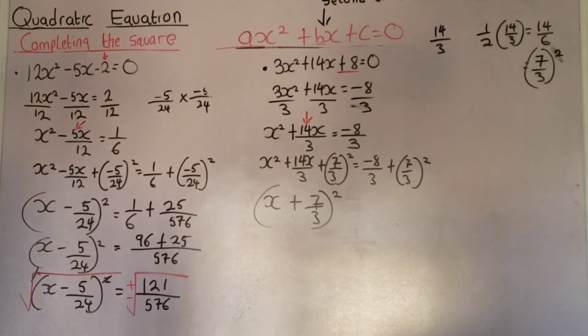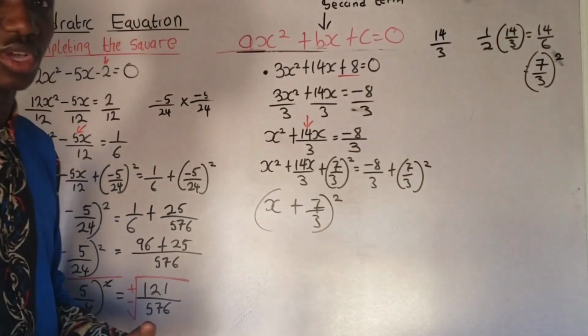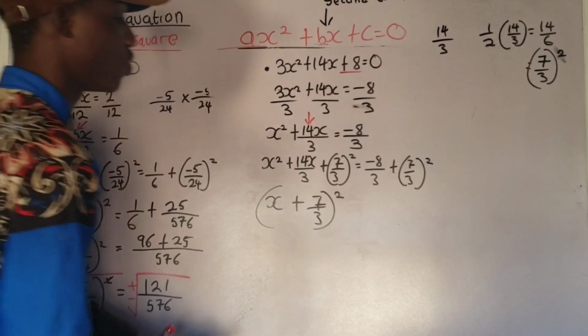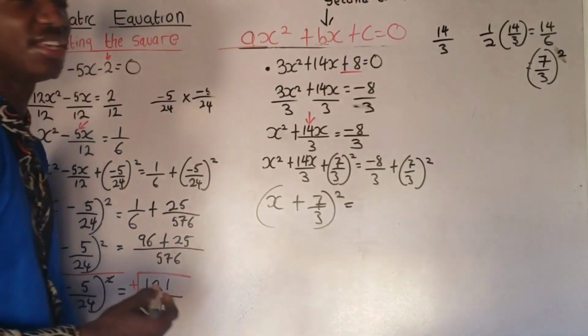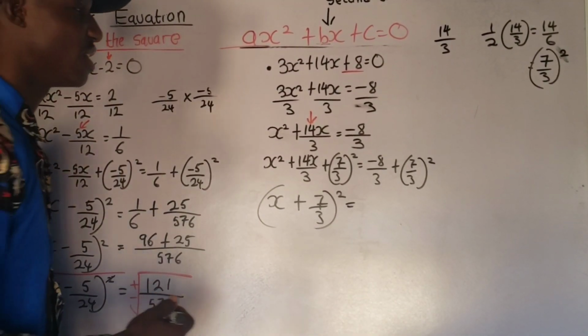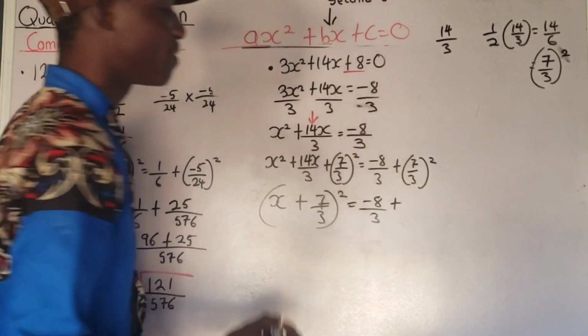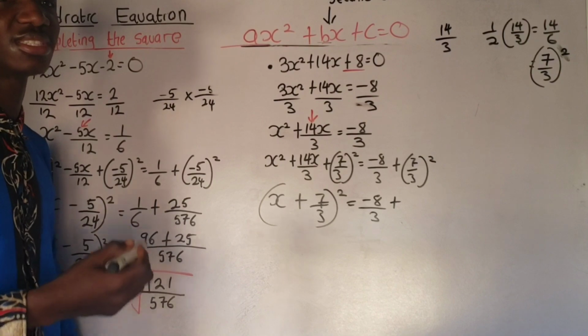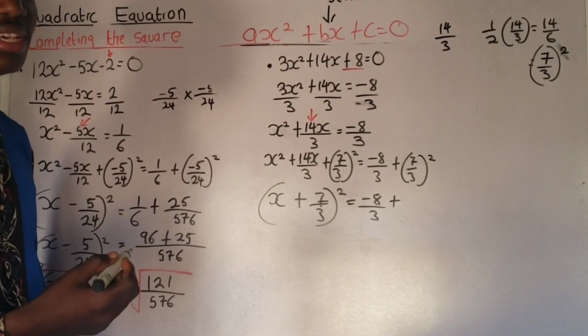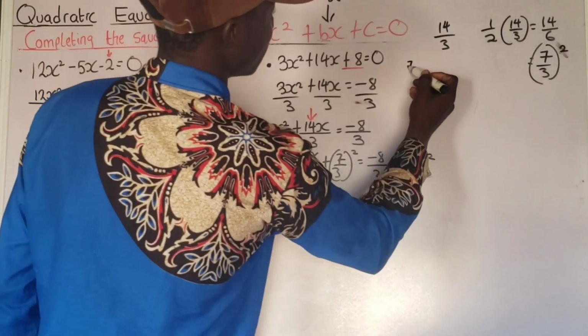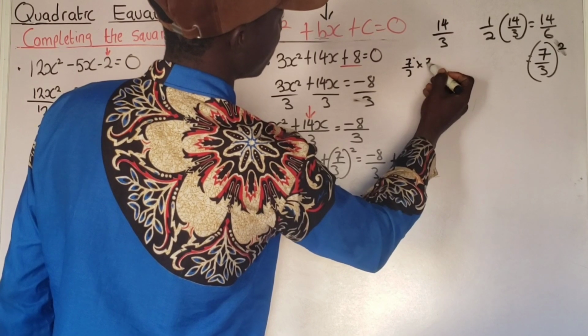So that is what I mean by writing it as a perfect square. You understand? Now this will be equal to, now I'm going to simplify the right hand side of the equation. I'm going to have negative 8 all over 3 plus 7 over 3 squared. 7 over 3 squared simply means 7 over 3 times 7 over 3.